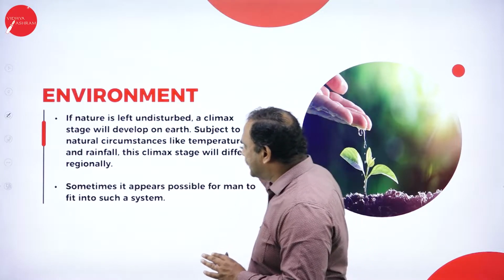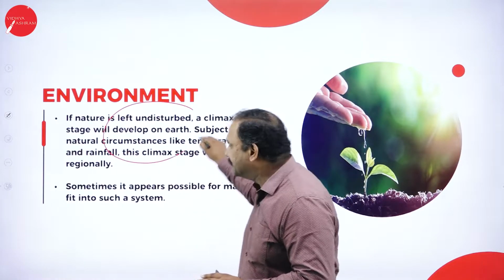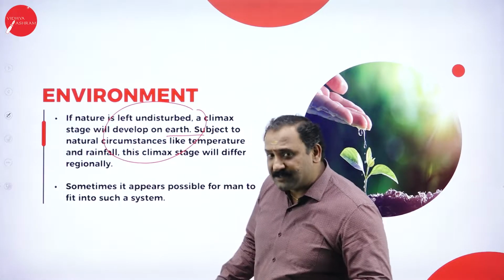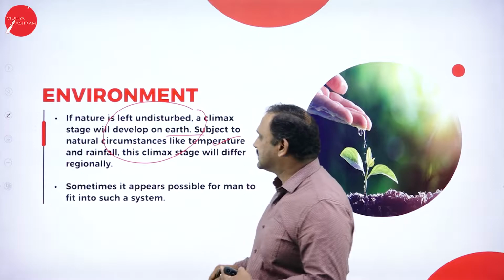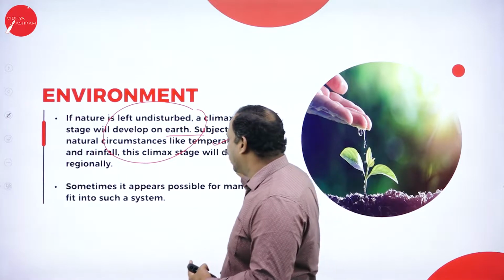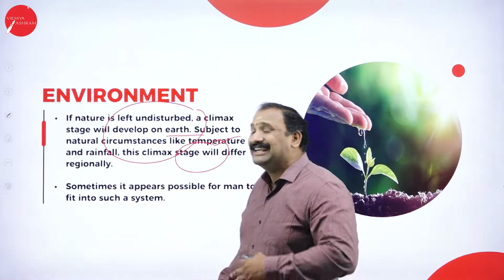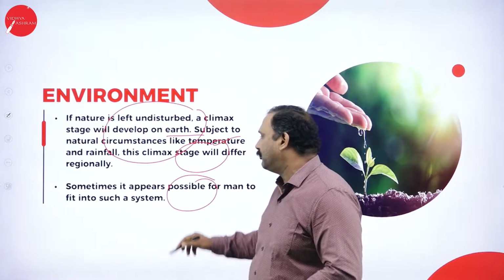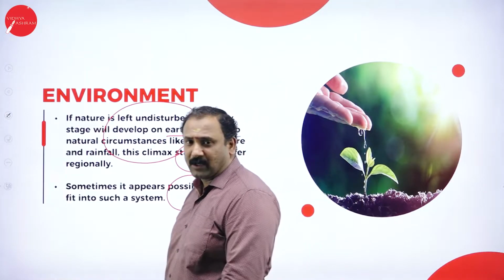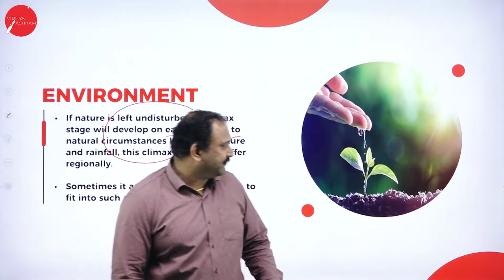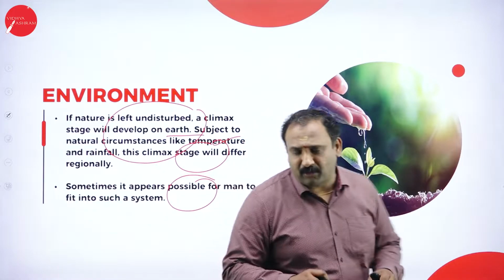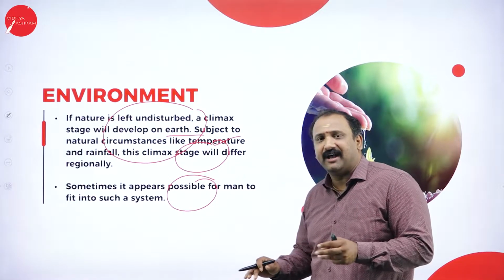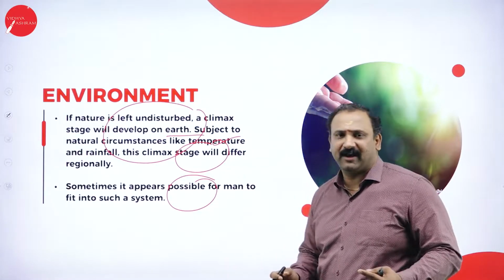Why? Because if nature is left undisturbed, a climax stage will develop on Earth, subjected to natural circumstances like temperature or rainfall. The climax stage will differ regionally. Sometimes it appears possible for man to fit into such a system. Now, what is happening here is that the environment is so important for us. We try to get into a situation where we don't want to disturb the environment at all.